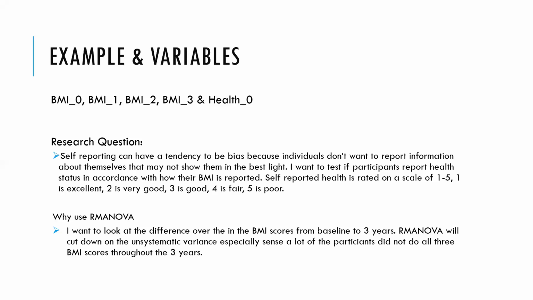This is the reason why you might want to use repeated measures ANOVA. I want to look at the difference of BMI scores from baseline to 3 years, so basically almost 4 years' worth of data points that I want these same participants to be looked at across. And it can cut down on the unsystematic variance, especially since a lot of these participants did not participate at all for the data points.